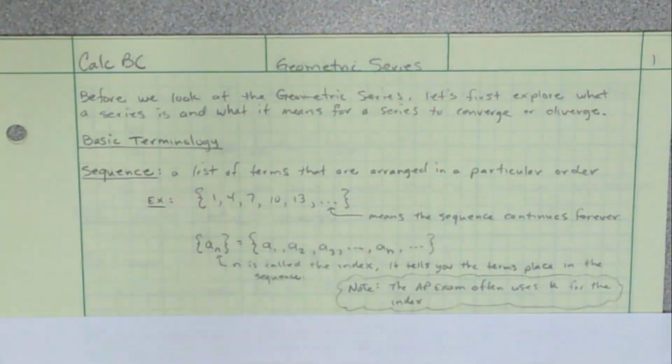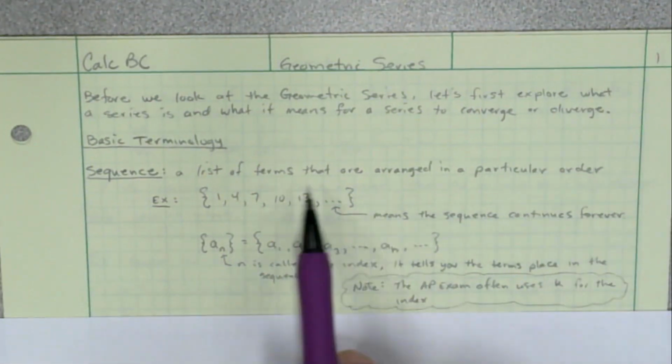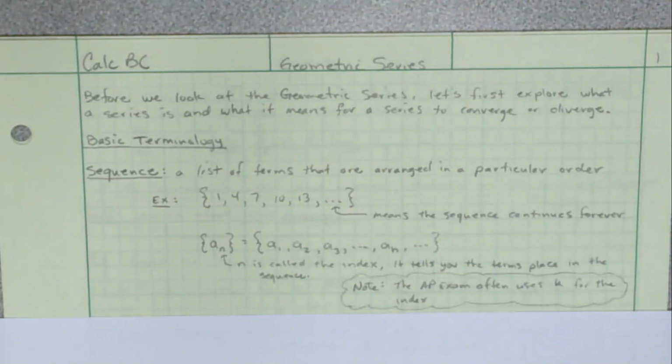We're going to be looking at the geometric series. Before we look at the geometric series, let's first explore what a series is and what it means for the series to converge or diverge. So some basic terminology. A sequence is a list of terms that are arranged in a particular order.